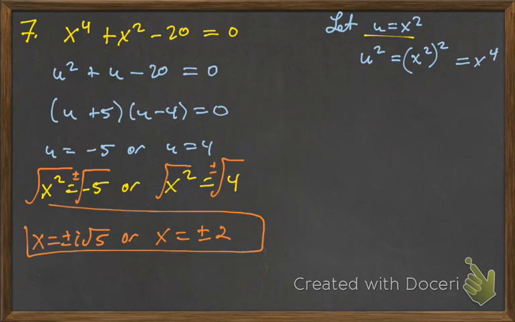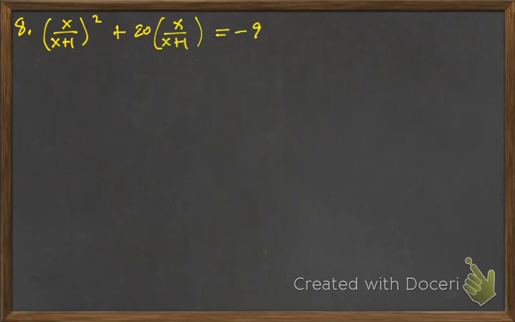Let's see, we got 2 more to look at. Number 8's probably the most crazy out of the problems we're going to look at. 9's got some negative exponents, so that can be kind of tricky. Okay, so number 9, we have x over x plus 1 quantity squared plus 20 times the quantity x over x plus 1. And that's equal to negative 99.